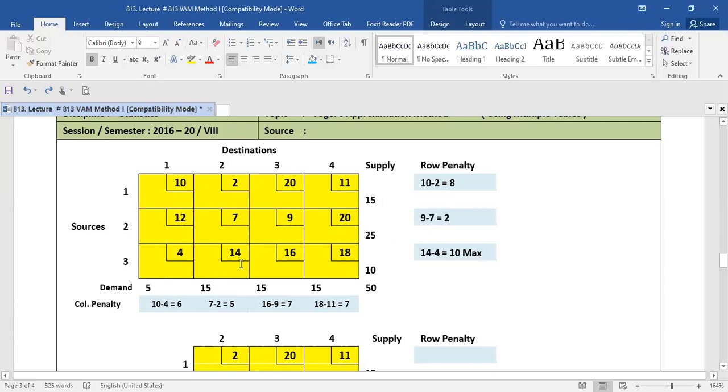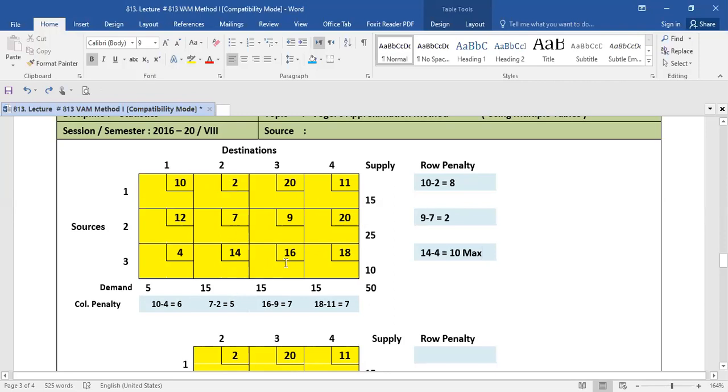In the similar way, here 4 and 14 are the smallest in this row. So you will take the difference, 14 minus 4, equal to 10. Here on the column side, 4 is the smallest in this column and 10 is the next smaller. So 10 minus 4 is equal to 6. And similarly, in this column, 2 is the smallest and the next smallest is 7. So you will take the difference, 7 minus 2 is equal to 5.